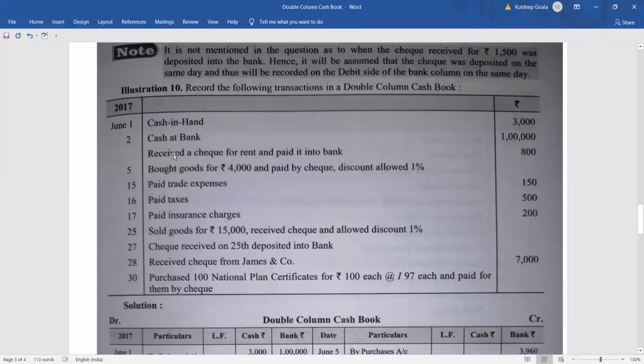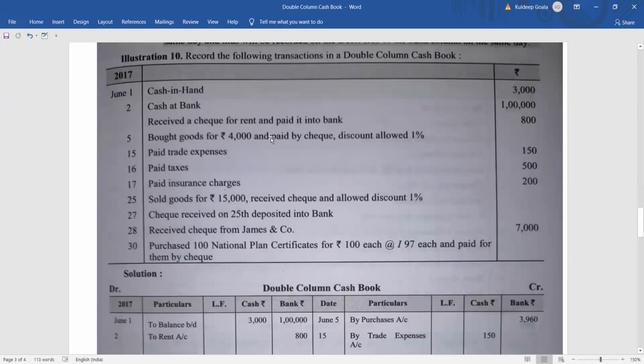Fine. Then coming to June 2, what is there? Received a check for rent and paid into bank. We have received a check, and then we have deposited it in the bank. Remember, if it takes place immediately, you are not required to show it in the cash column. It will go directly in the bank. If it takes place immediately, it will not be taken as a contra entry. You have received the check and sent it to the bank, so it will not be taken as check in hand. There is no contra entry situation here.